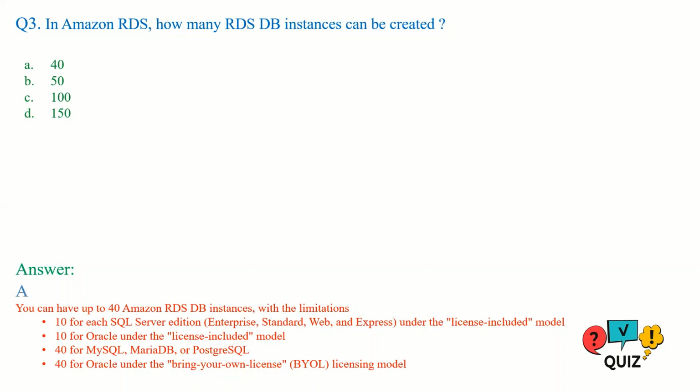If you go with SQL Server Edition, only 10 instances you can create. Similarly, 10 Oracle instances. All put together, the combination of various database instances that you choose cannot go beyond 40. That's good. We'll move on to the next one.